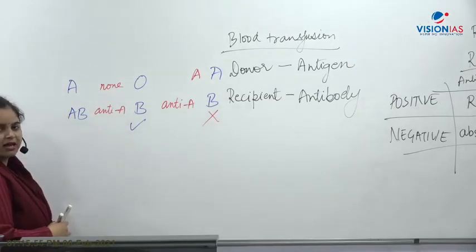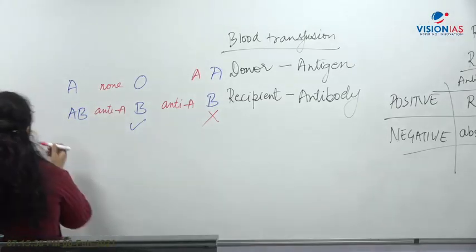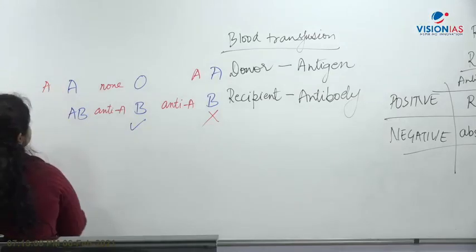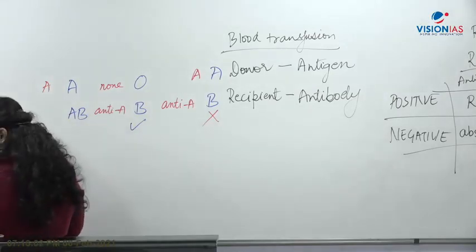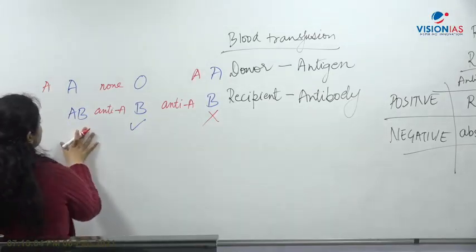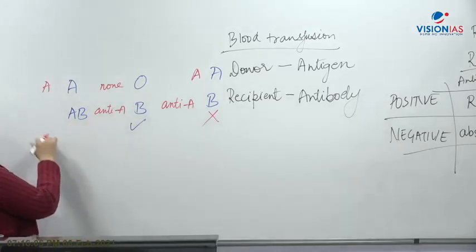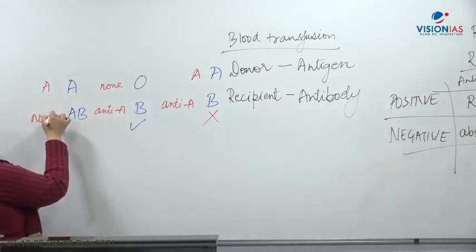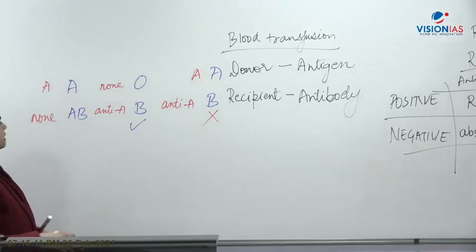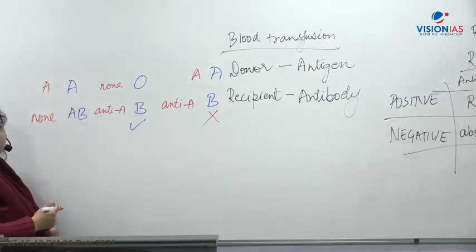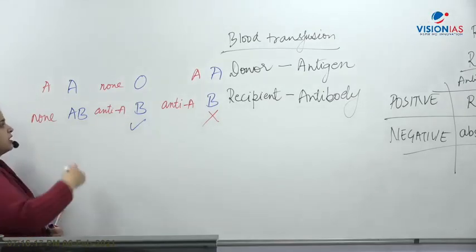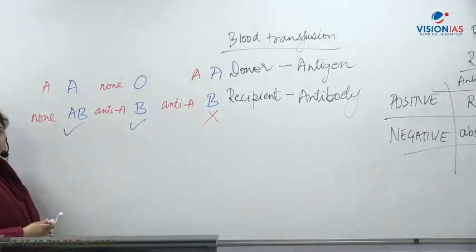Okay, we have AB as the recipient. So A blood group, antigen A, is the donor's antigen, right? And AB is the recipient, so what antibodies can it produce? AB will produce none of the antibodies. So again, irrespective of what antigen is there, there is no problem because no antibodies are produced. Again, blood transfusion will go through.